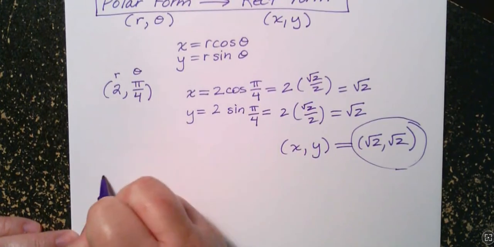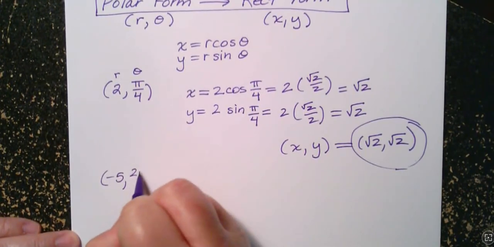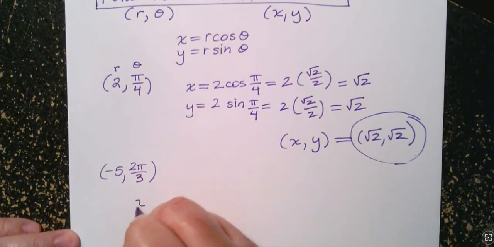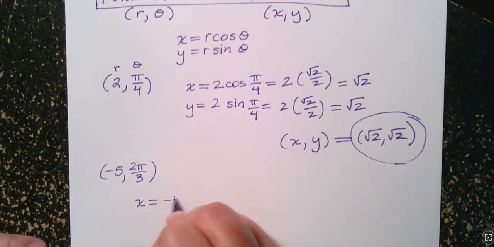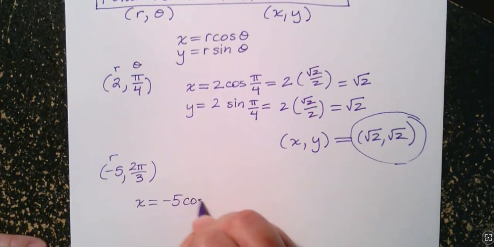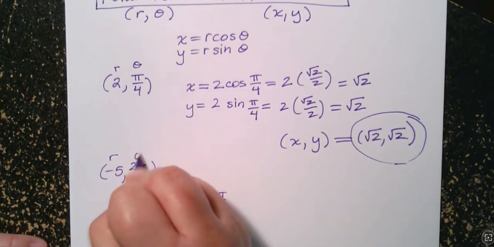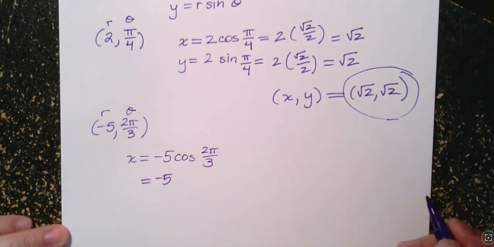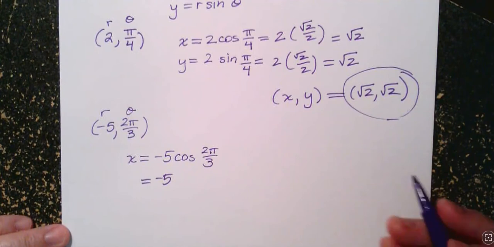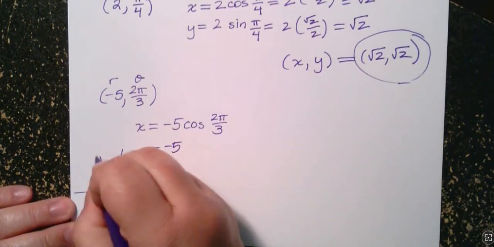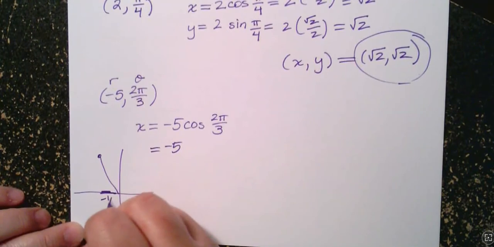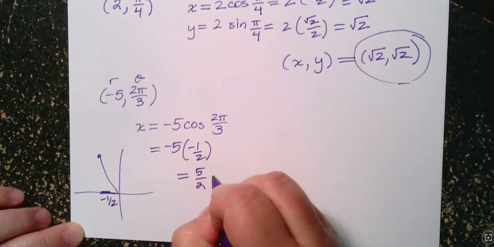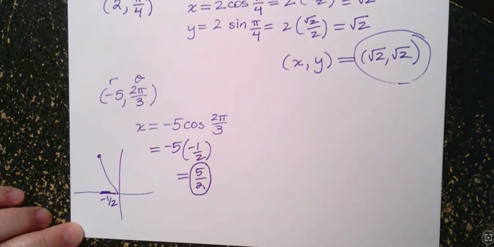So let's try another one. Let's do -5, 2 pi over 3. Okay, so I'm going to do x equals r times cosine of theta. This is my theta, which is -5 times the cosine of 2 pi over 3 on the unit circle. Remember, that's right up here. So that's left -1/2. So that's going to be 5/2 or 2.5. I would probably leave it as a fraction.